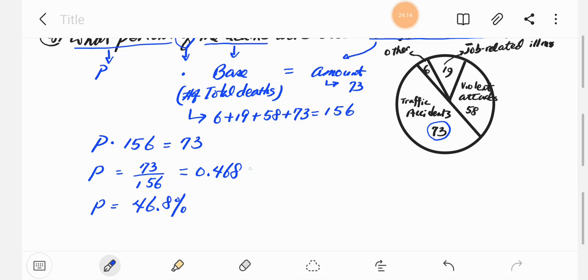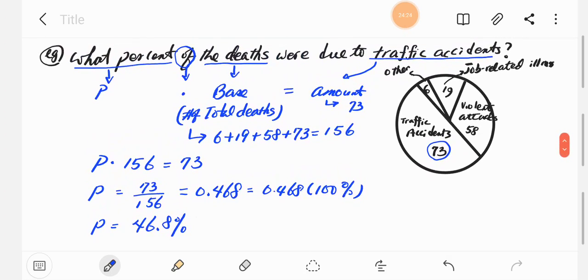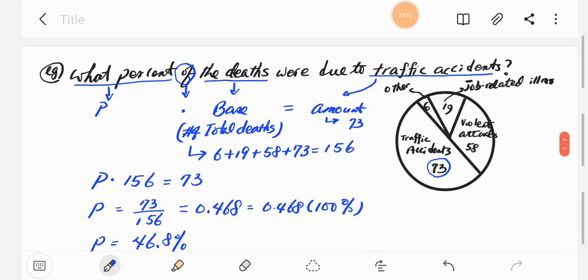So 0.468 is equal to 46.8%, because you are multiplying this by 100%. We want to convert decimal to percent. So 46.8% of the deaths were due to traffic accidents. So it's really simple. Write an equation. This equation is PBA: percent times base equals amount.